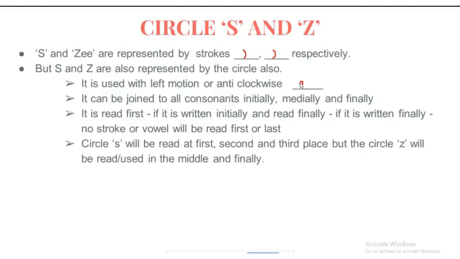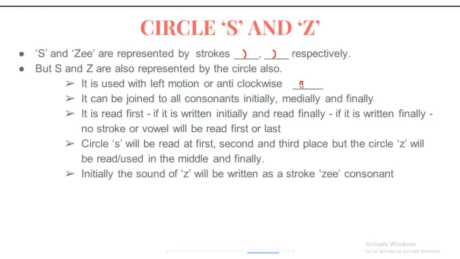Circle S will be read at first, second and third, but the circle Z will be used in middle and finally. मतलब कि circle S तो तीनों place पे count होता है. Z जो है heavy sound है, it will be used middle and finally. Initially the sound of Z will be written as stroke Z consonant. मतलब initially हम Z consonant का जो circle है we cannot use it. Like it means circle S is used initially, middle and finally. Circle Z is used middle and finally, but not initially.